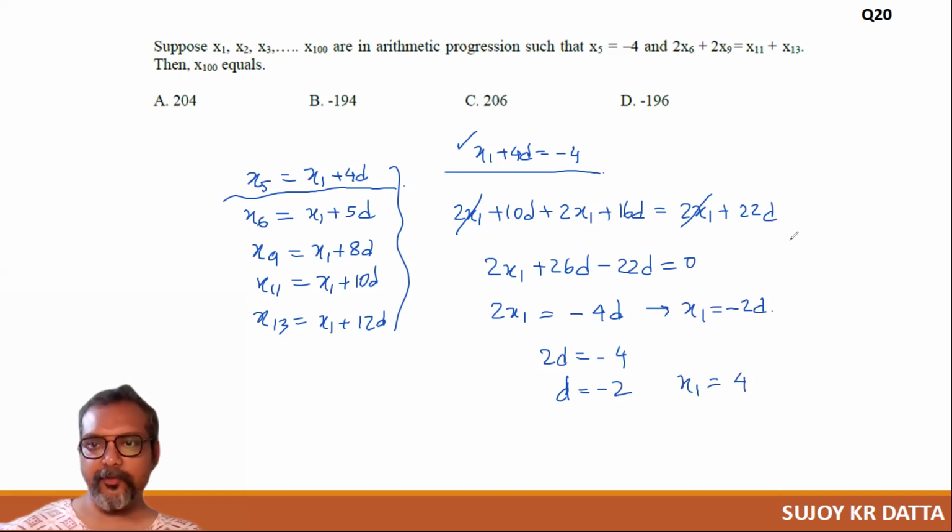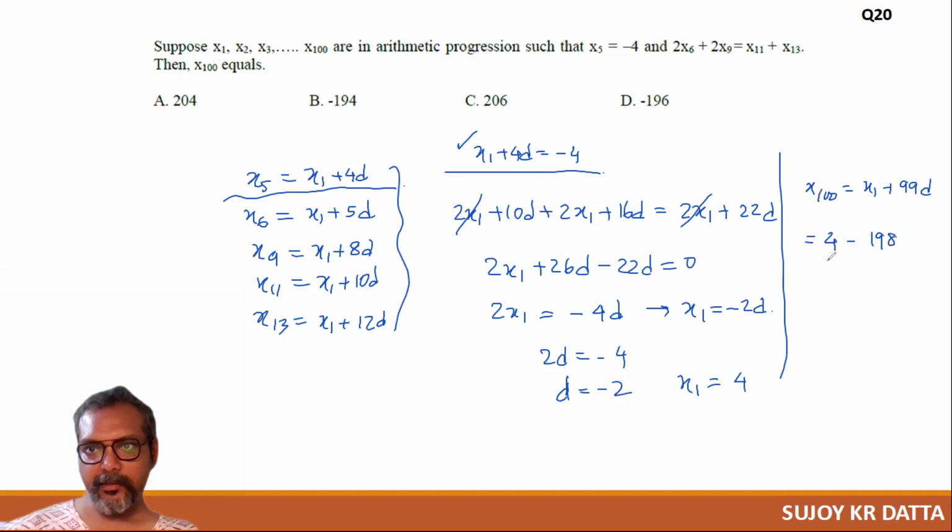So X100 therefore, that's what we need. So X100 would be X1 plus 99D. So that is 4 minus 198. So that is minus 194. So the second option. Let's go to the next one.